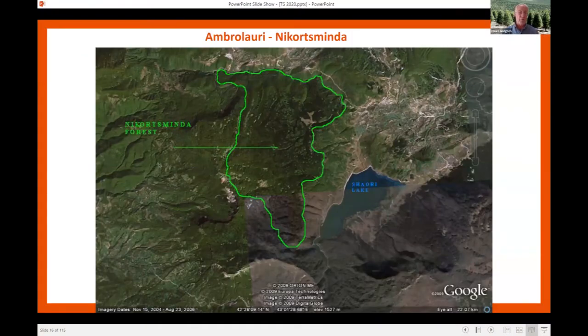Another area that has been collected for this particular test that we just finished planting is this Nikortsminda area. Again, it's in the Ambrolauri region, in the northern Caucasus Mountains of Georgia. This is Tlugi here, and Nikortsminda is over here. That's a site that happens to be interesting in that it has fairly high rainfall, but is very cold. So we're hoping to see what we can see from collections of this area.